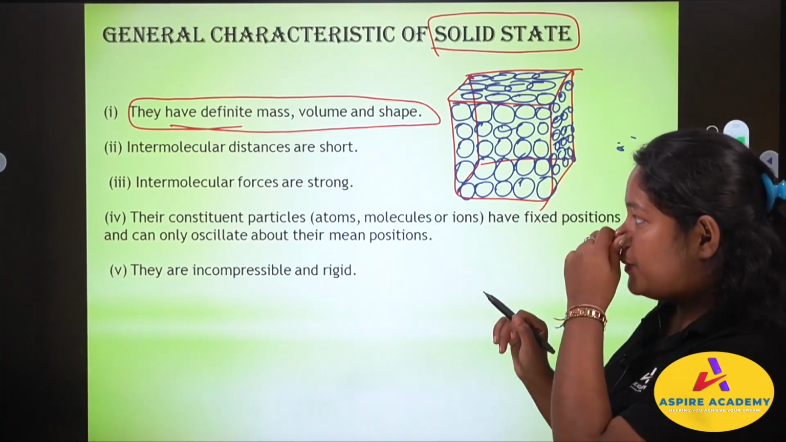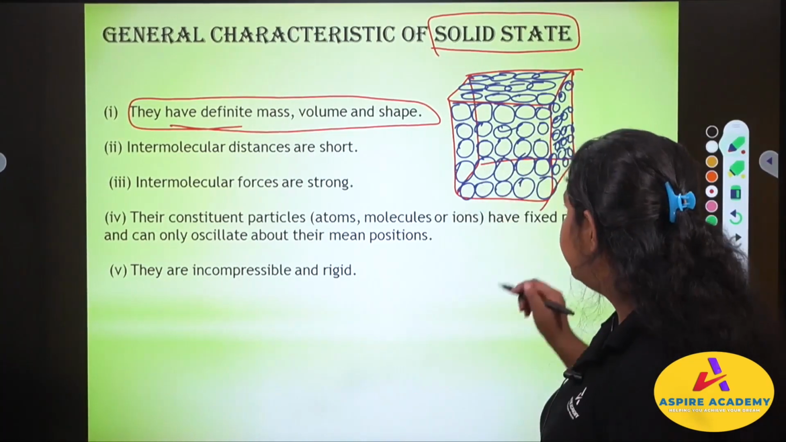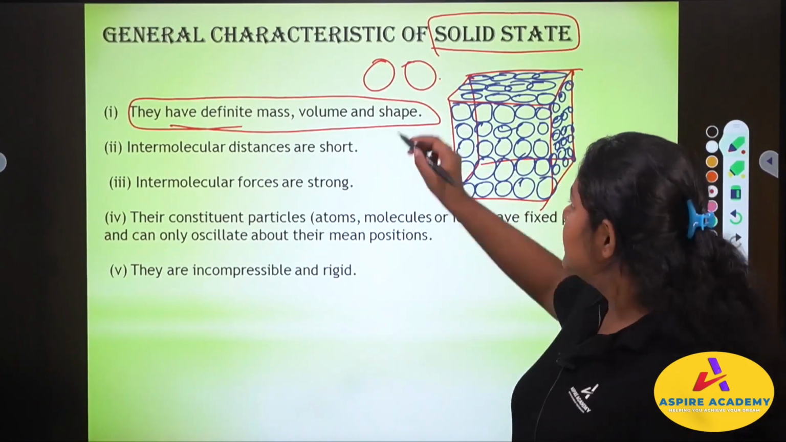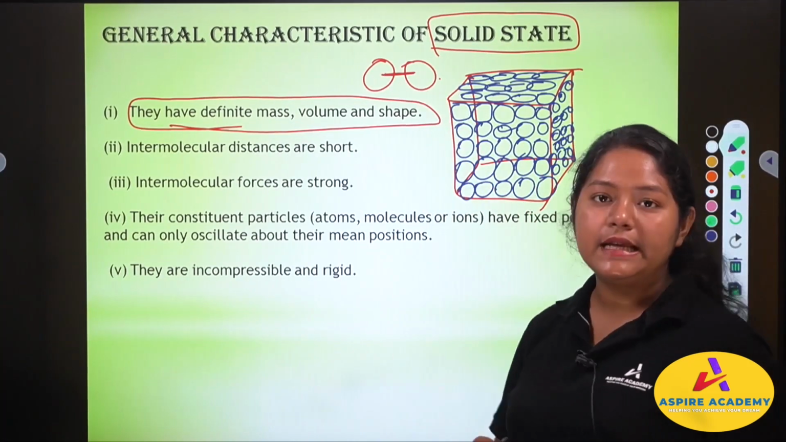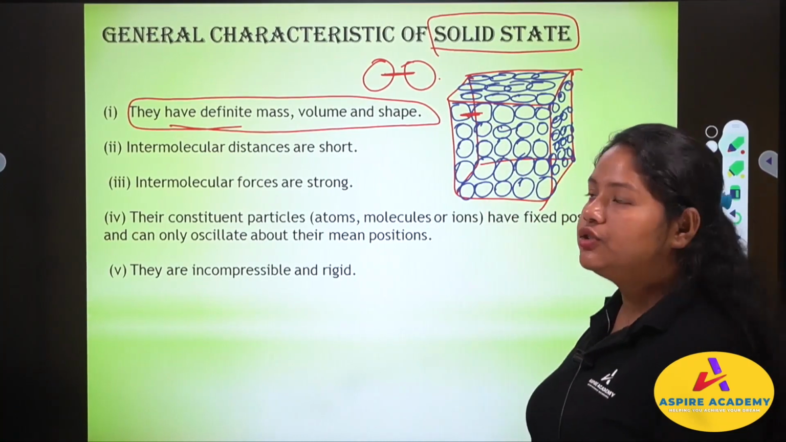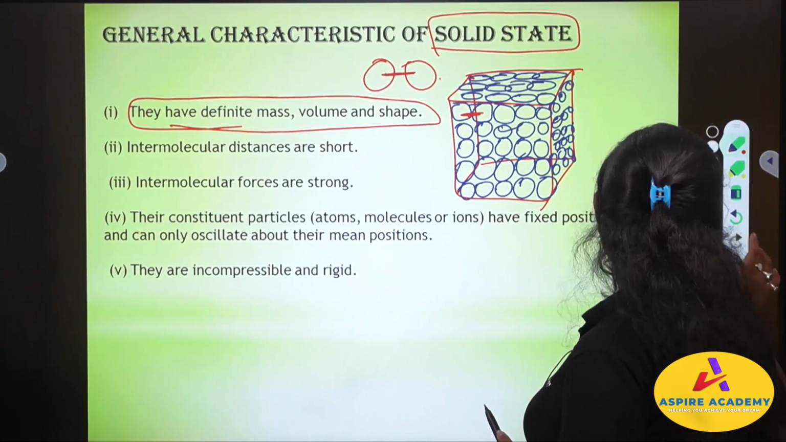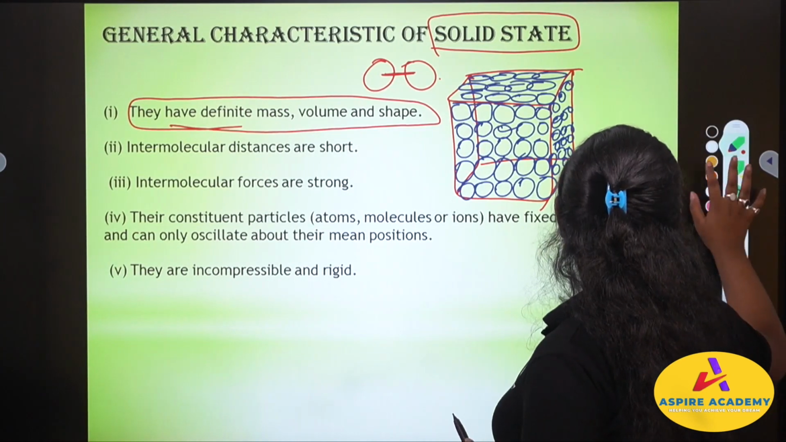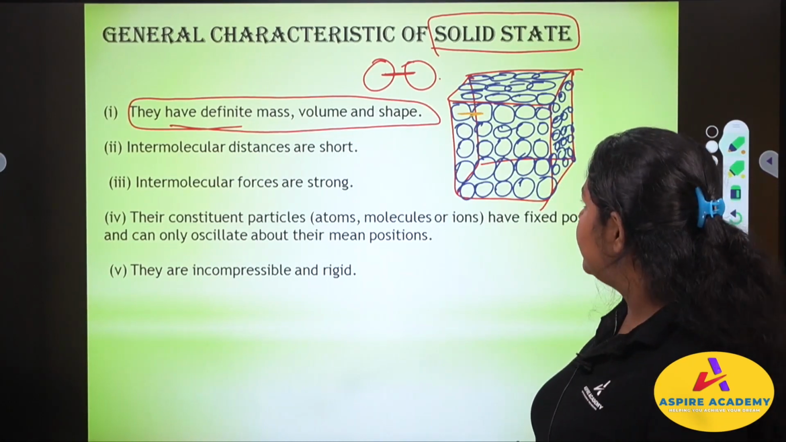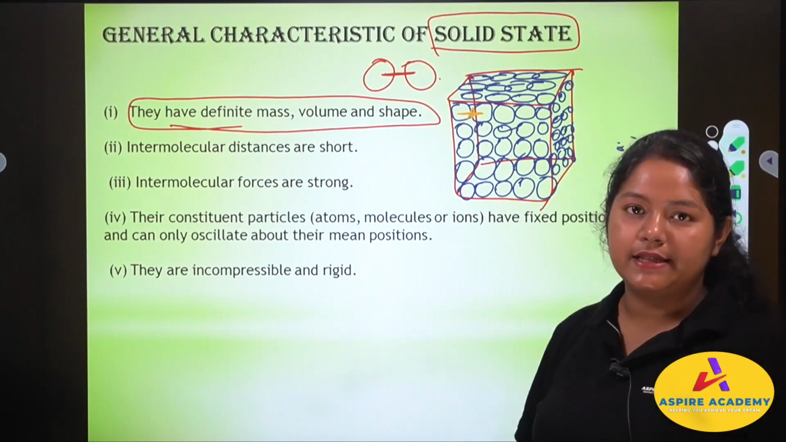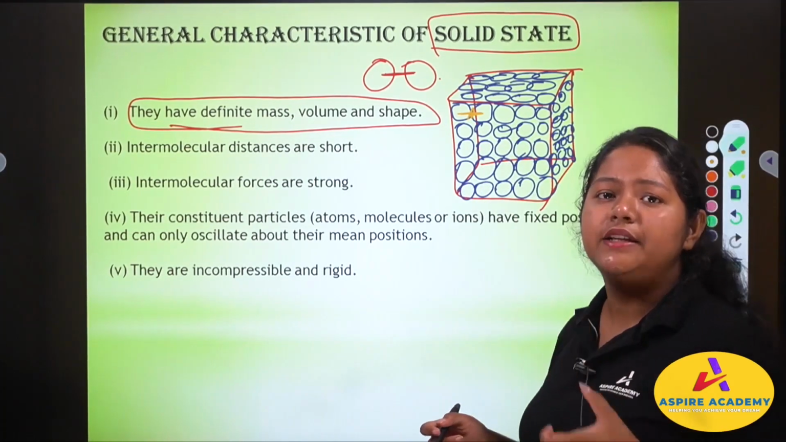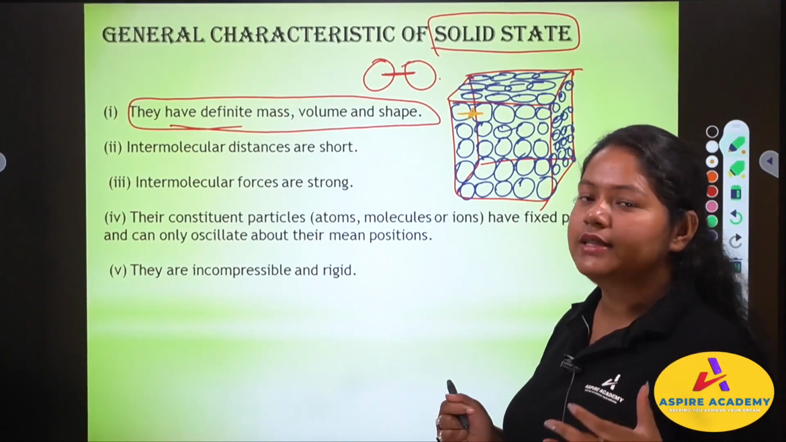Now, when I say intermolecular distances are short, what do we mean? Intermolecular distance means the distance between two particles. The distance between two particles is called intermolecular distance. The intermolecular distances are very short, which means that between these two particles there is a very short distance. Since there is a very short distance, the particles are clubbed together and we get our complete solid structure.